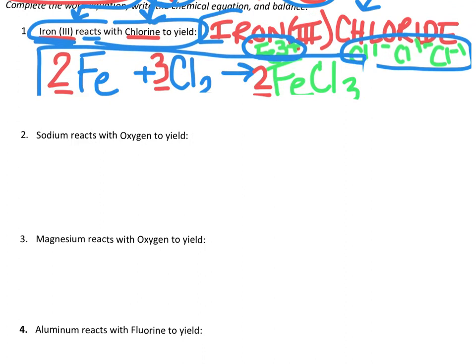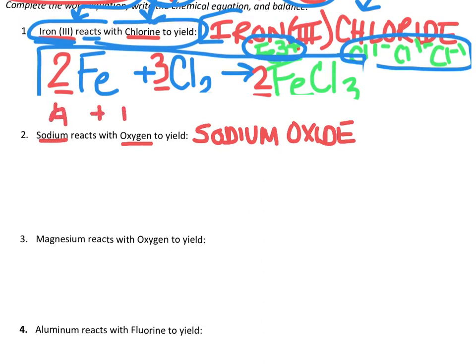If sodium reacts with oxygen to yield... All right, well, if sodium's a metal and oxygen's a nonmetal, that means when they come together, they're going to be ionic. So if they're ionic, we know that we just name them sodium oxide. We don't know how many oxygens we have yet, but it doesn't matter. When we name ionic compounds, we just simply use the ion names.